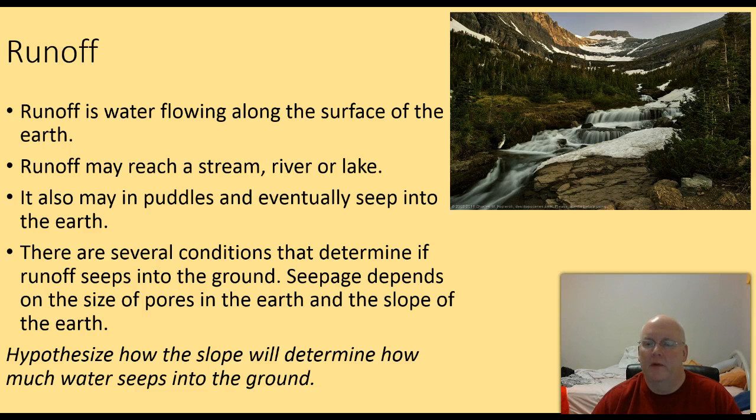Eventually that runoff will reach a stream, a river, a lake, maybe even the ocean. Sometimes it also puddles into places on the earth, little low spots that are not necessarily lakes, rivers, or ponds. I'm sure you've had some puddles in your yard after a heavy rainfall. And then that water might seep into the ground. Now this is not a chapter about groundwater, the water under the Earth's surface. That's coming up next. But there's some factors that will determine how much seeps into the ground and how much continues to flow over top on the surface, the runoff.